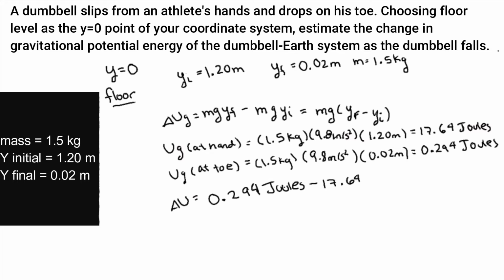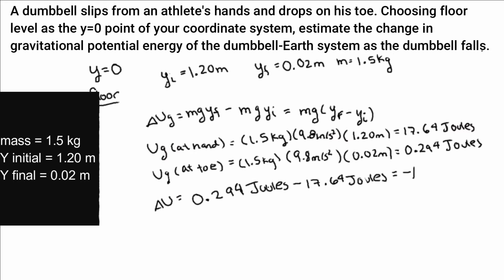And the change in gravitational potential energy is then minus 17.31 joules. Now remember, the higher you are from the ground, the higher the potential energy you have. So if you're moving away from Earth's gravity, you will store more potential energy. And if you fall down to Earth, you will lose that potential energy. It makes sense that since the dumbbell fell down, the change in potential energy is negative. You should keep that in mind when answering these types of questions.